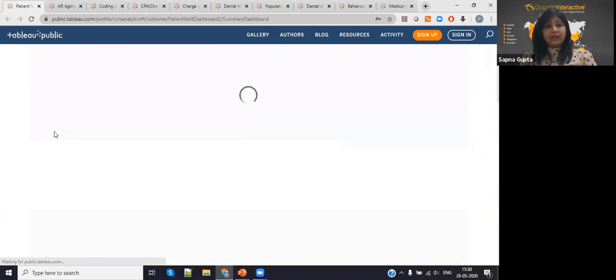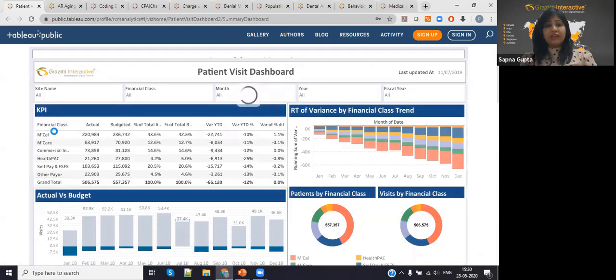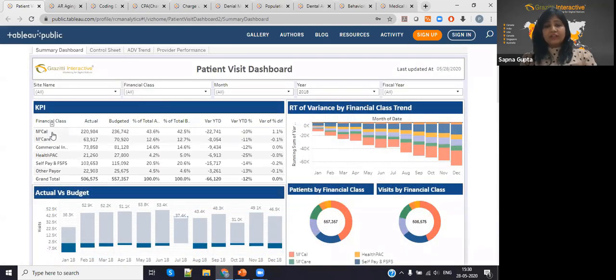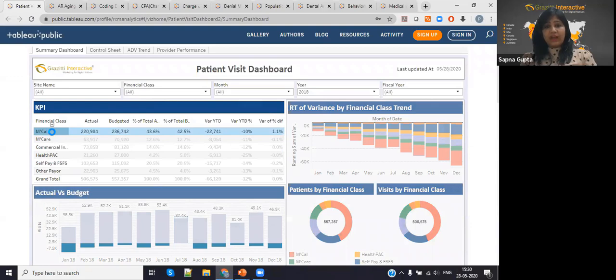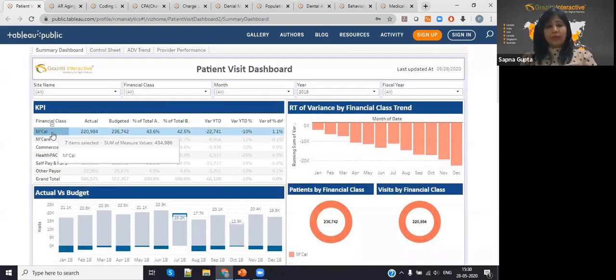So here we are filtering the dashboard data on the basis of financial class medical. The rest of the visuals on this dashboard are now displaying the data with respect to medical.